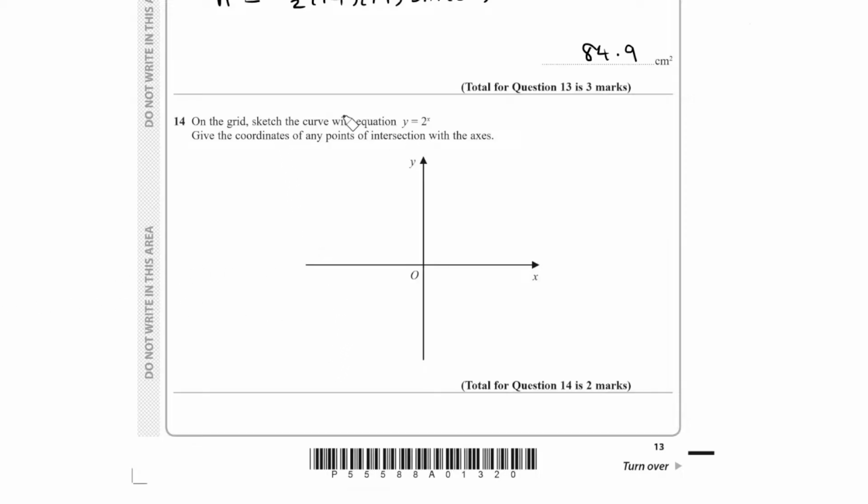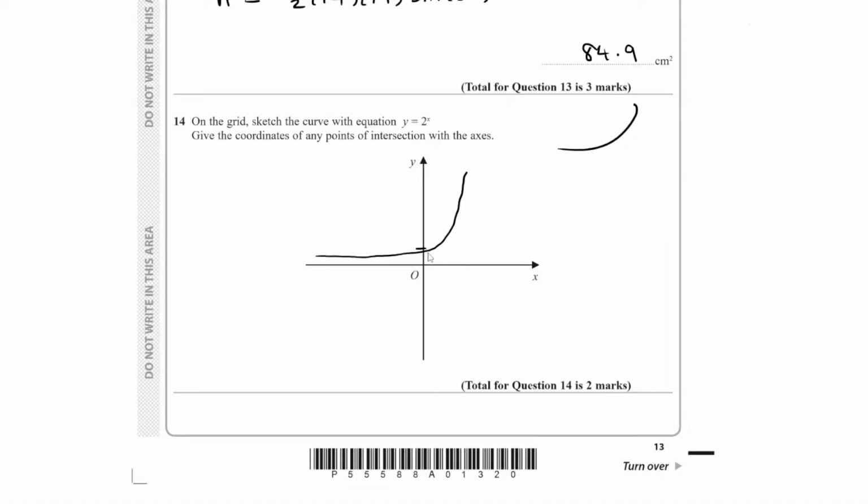Okay, I think you basically had a question similar to this anyway. On the grid, sketch the curve with equation y equals 2 to the power of x, give coordinates for any points of intersection. It's an exponential graph, so it's going to look like this. The only thing is we know where it crosses through the y-axis. It will never cross through the x. So you need to draw something a bit like this, not with that little tail there, obviously. Something a bit like that.